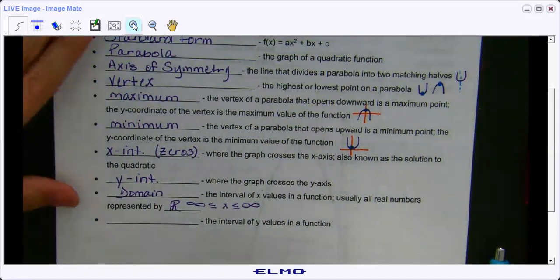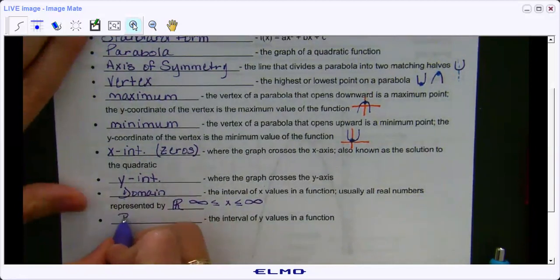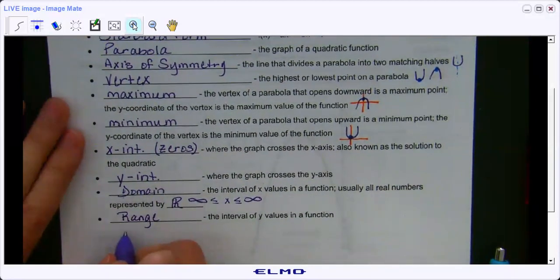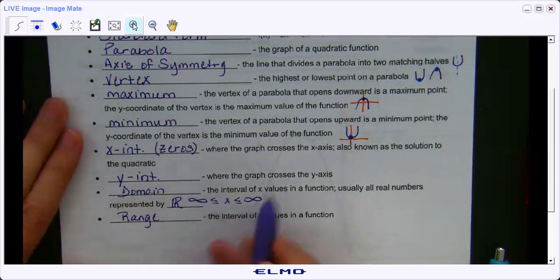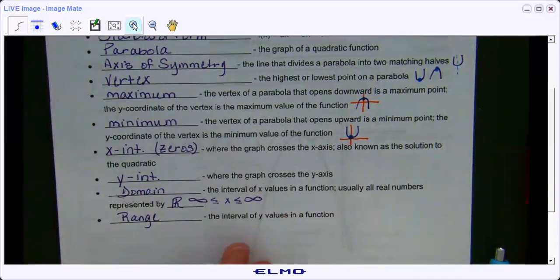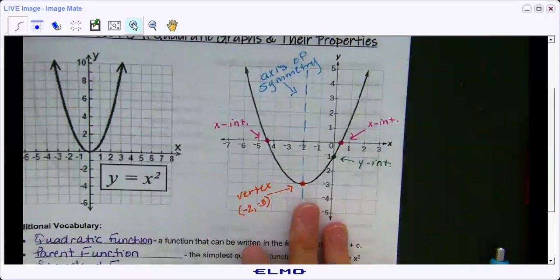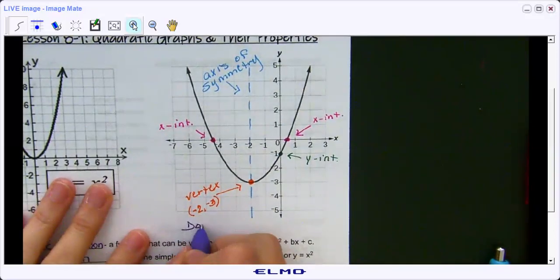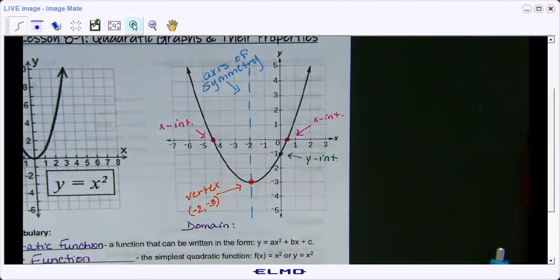And then the interval of y values is called your range. This we will write in function notation, but it'll look a little bit different. So let's go up here. Up here, our domain is all possible x values, so the numbers that it will touch along the x-axis.